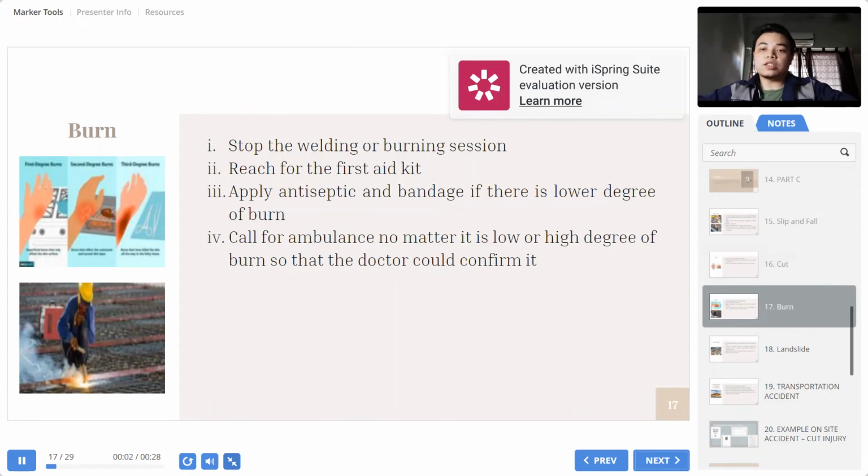The next injury is burn. The procedure is to stop the welding or burning session, reach for the first aid kit and apply antiseptic and bandage if there is a lower degree burn, and call for an ambulance no matter how low or high the degree of burn, so that the doctor can confirm it.